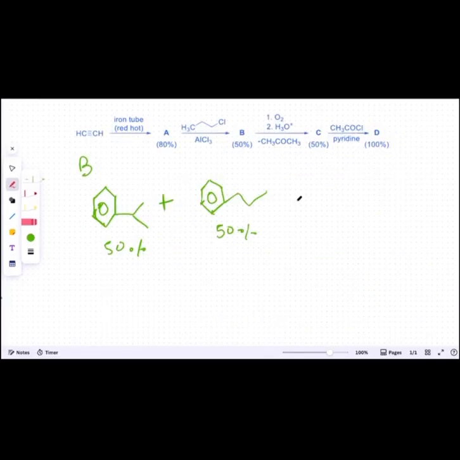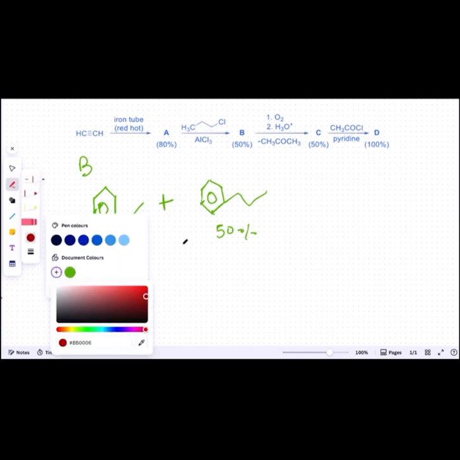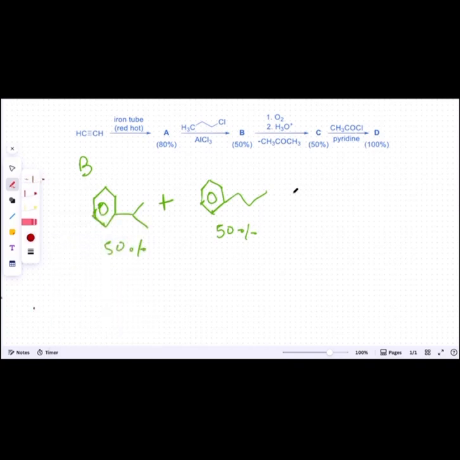Now in the question it's written that B is formed 50%. That means we have got 2 products as a result of A's reaction with the AlCl3 and the alkyl group that we had.